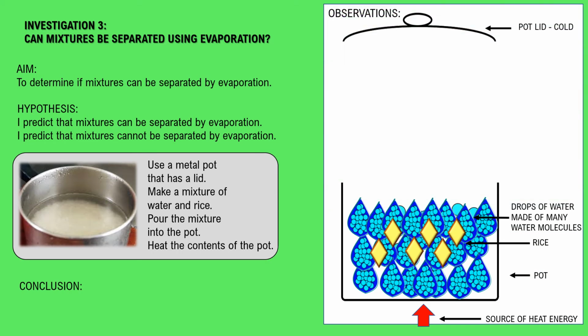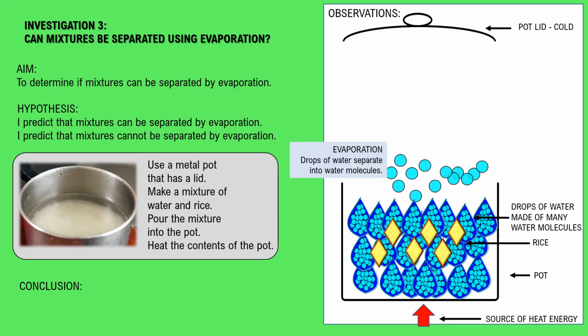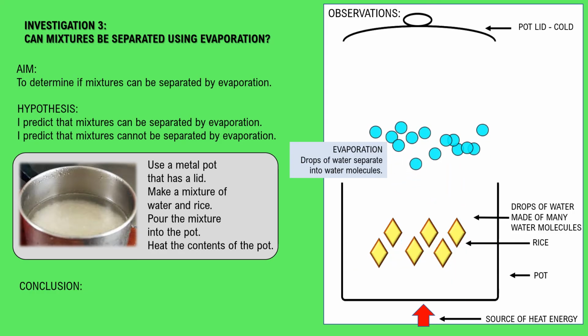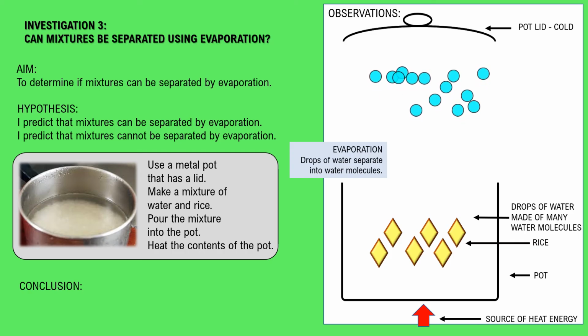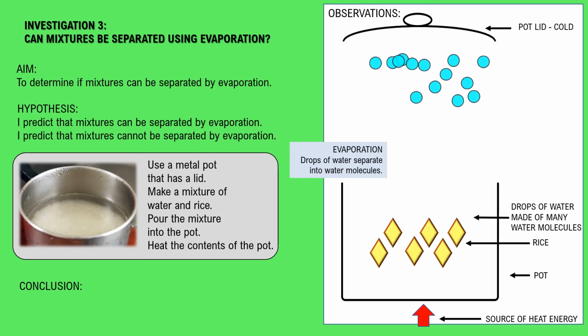Let us discuss what we observe. The water in the beaker is made of many drops of water that are made of many water molecules. The drops of water are liquid. When heated, the molecules of water separate and form water vapor. The water vapor is a gas and cannot be seen. The water evaporates in the form of water vapor.